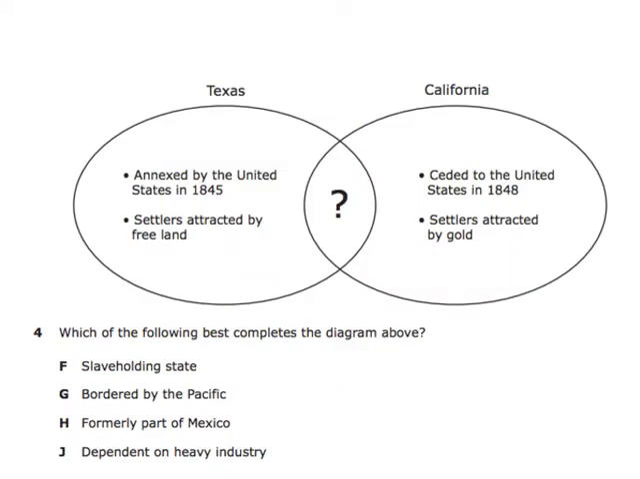Texas and California. Wow, we've seen this question before. That means this exact question has been on multiple tests. Texas annexed by the United States in 1845. Settlers attracted by free land. California ceded to the United States in 1848. Settlers attracted by gold. Where these states overlap, that's the question mark. Which of the following best completes the diagram above?